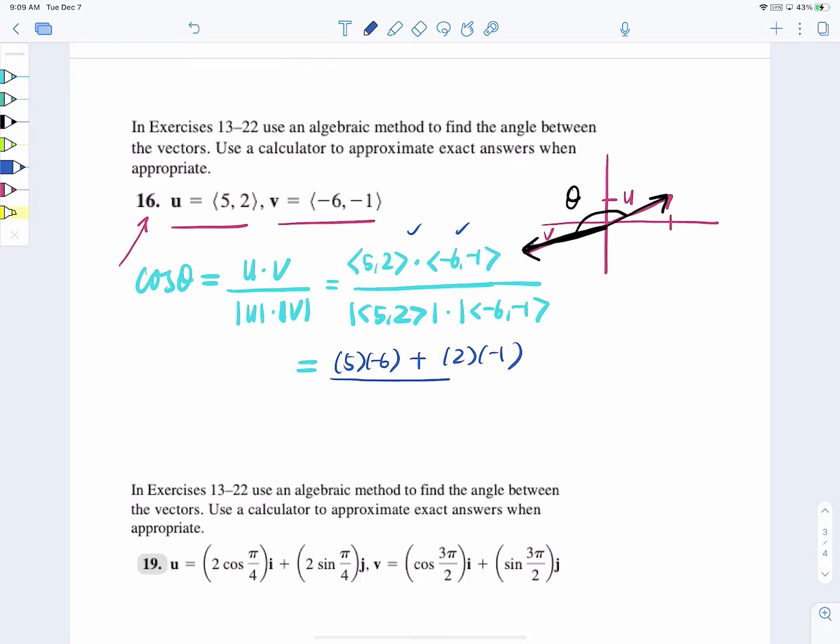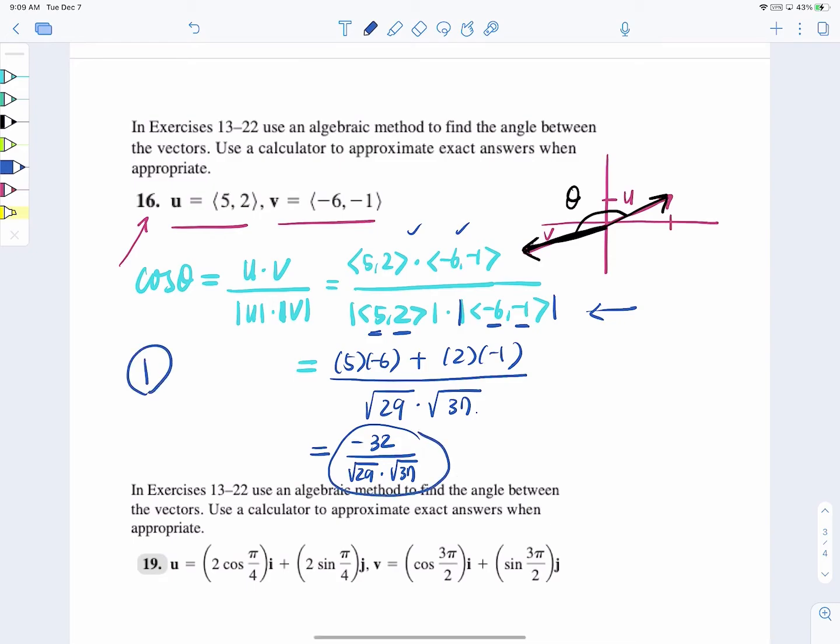Divided by, now this one I'm just going to calculate. It's going to be square root of 29, because it's 5 squared plus 2 squared, times the square root of 36 plus 1, which is 37. So my answer is -32 over root 29 times root 37. That's my final ratio for the first step. You haven't answered the question yet. The question is, what is the angle?